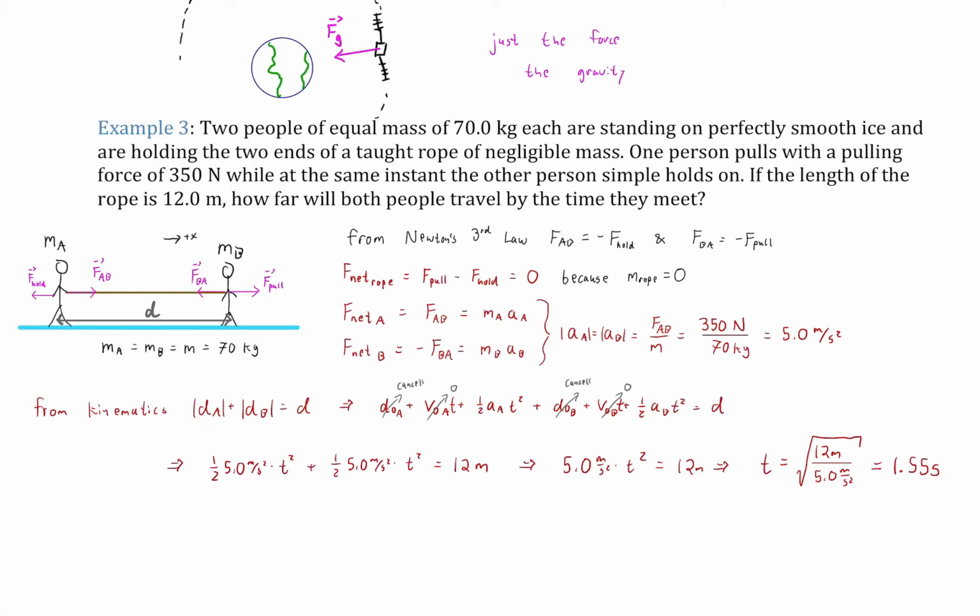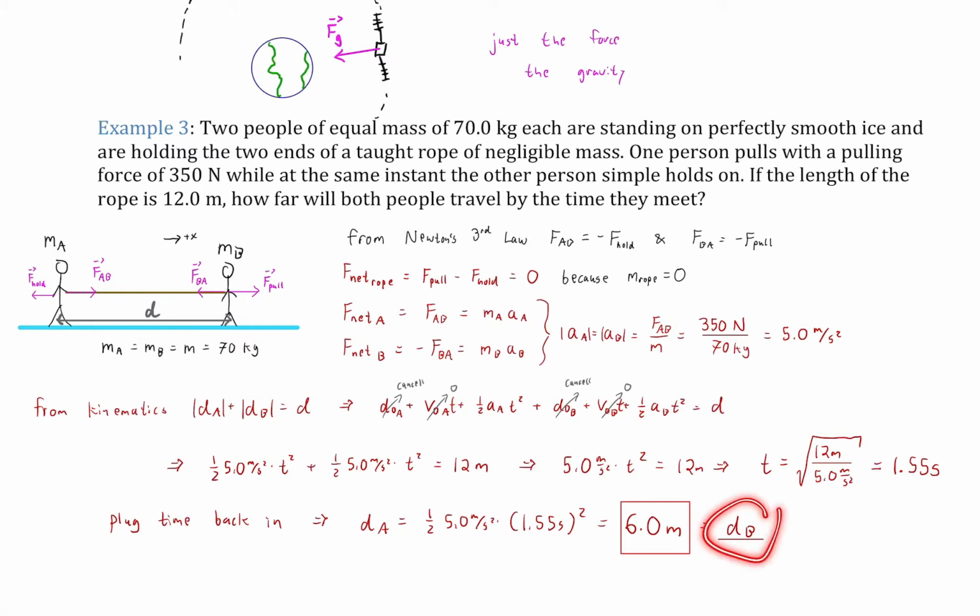So I didn't, but all right, now we're going to use that information, plug the time back in, and we can plug in either one of the displacement functions. I'm going to plug into the displacement function, the distance function for A, this guy over here. All right, so 1/2 acceleration times the time squared, and I get 6 meters, and then I know that must be the same for B because everything else is the same for B. It's the same acceleration and the same time. Right, so they both travel 6 meters, they meet in the middle.